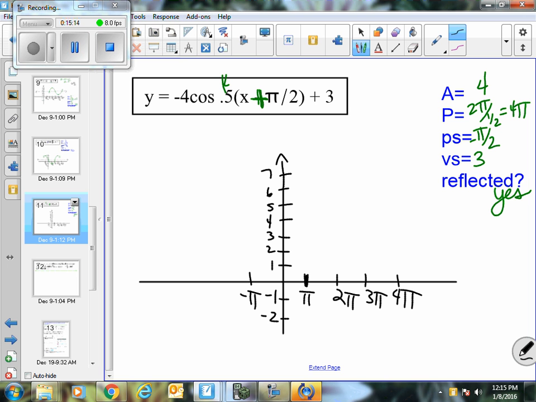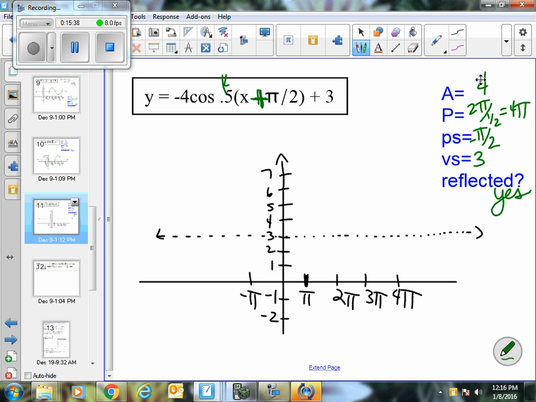The minimum of the graph normally would have been at negative 4. We're going to go up 3. So your minimum would actually be at negative 1. So this graph is going to be going back and forth between positive 7 and negative 1. Okay, your new middle. However you want to show that. Some people do a dashed line, some people do a very light solid line, so you know where that value is going to be, whatever makes sense to you.